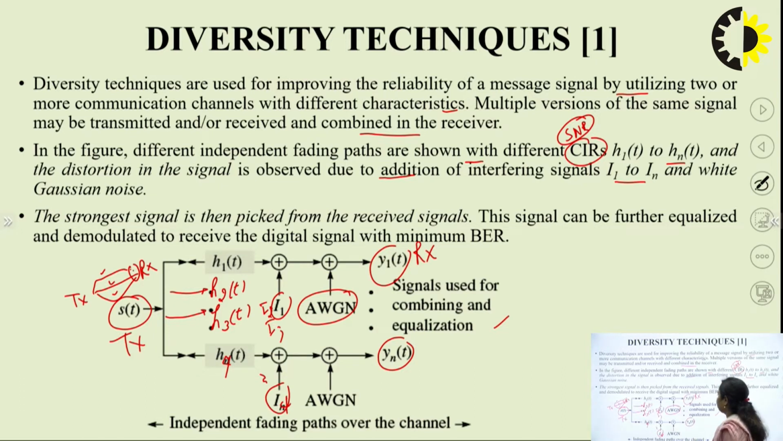Now, the strongest signal is then picked from the received signals. So this signal can be further equalized and demodulated to receive the digital signal with minimum bit error rate. Whichever signal is having the minimum bit error rate, that is, let us say I have transmitted 5 different bits, and in those 5 bits one bit is having an error, or there is another case that 10 bits have been transmitted and 2 bits are having an error. So that is how we can calculate the bit error rate value.